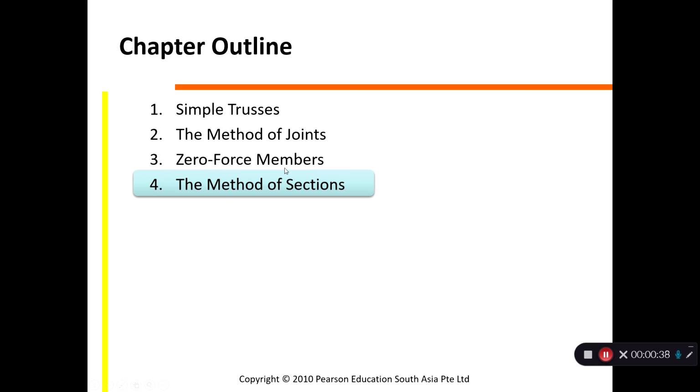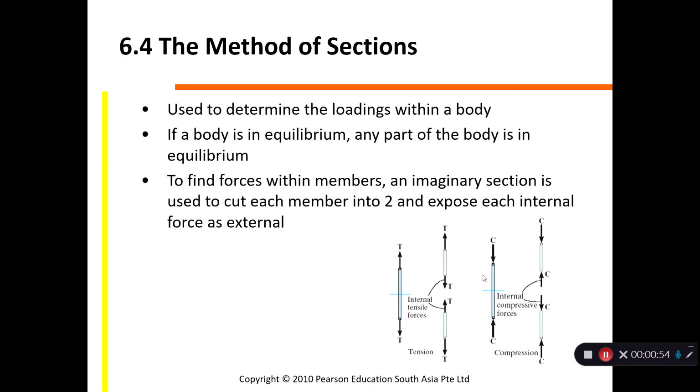In this video in topic 4 we're going to learn a new method, but we want to solve for the same things, which is the forces developed in the members. This is using the method of sections. This method is used to determine the loadings within a body, just like the method of joints. If a body is in equilibrium, any part of it is in equilibrium. So in a way, you can cut any part of the body and it will be experiencing the same force. To find forces within members, what we do is we cut.